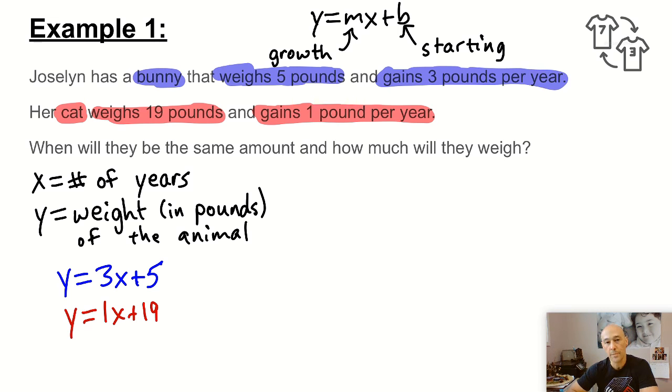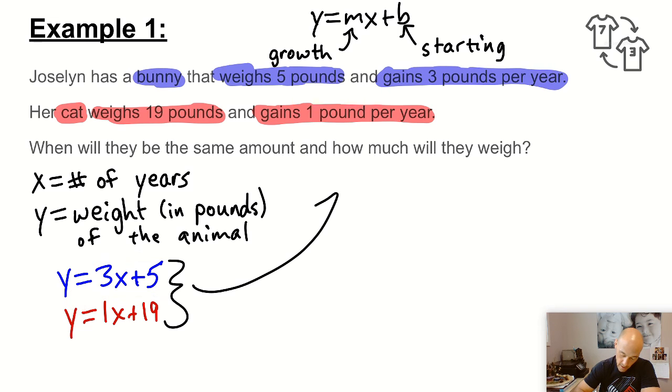So we're going to use the substitution method here, and we're going to take this 3x plus 5, and because it equals y, we can plug it in for that y right there. So I'm going to take these, and I'm going to come right up here, and it's going to be 3x plus 5 is equal to 1x plus 19.